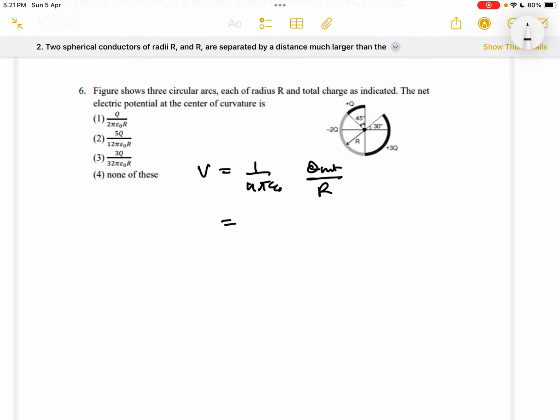Now the total charge is going to be q plus 3q, making it 4q, minus 2q, making the sum 2q. So I have 1 by 4 pi epsilon naught, total charge 2q divided by r. So it would be q divided by 2 pi epsilon naught r, which is basically option 1.